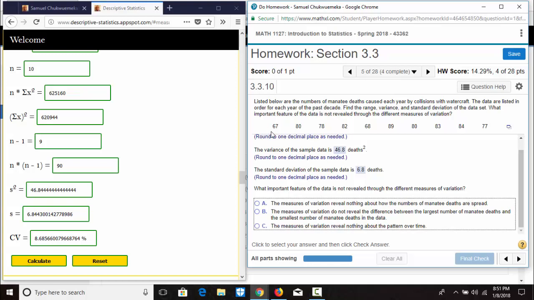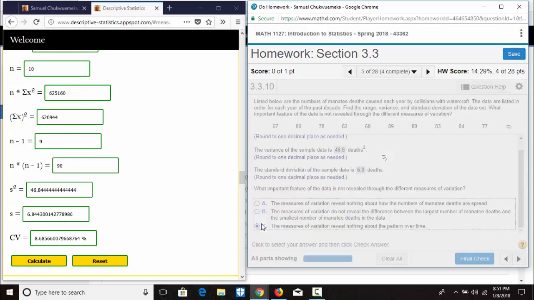They didn't tell us what year we had 67 deaths of manatees. They didn't tell us the exact year, but these are the number of manatee deaths over a decade, over 10 years. So the measures of variation kind of tell you how the numbers are spread. But it reveals nothing about a pattern over time. So I will go with C.